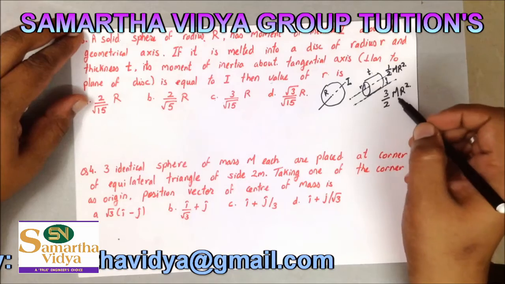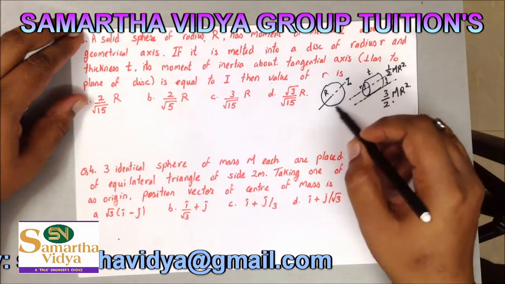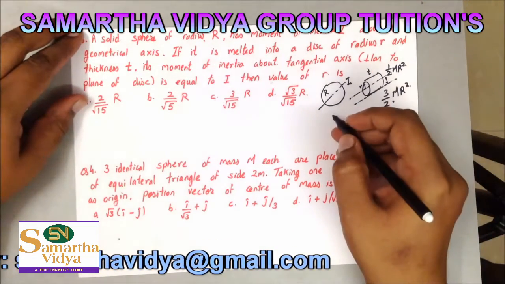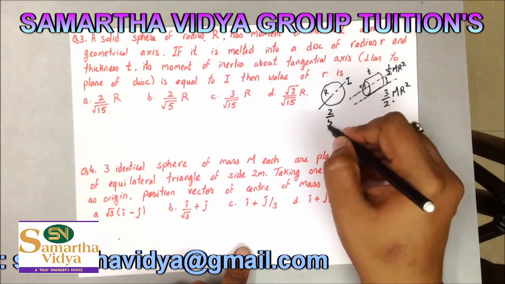So now we need to just equate this moment of inertia with the moment of inertia of the sphere, and we know it is given by 2 by 5 m R square.